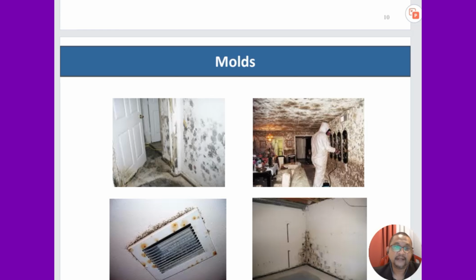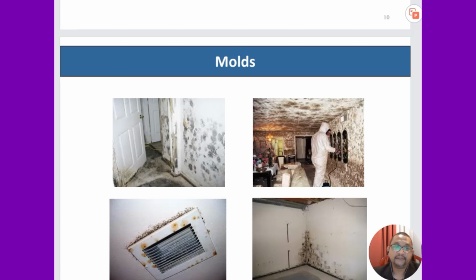Radon gas, a radioactive gas that occurs naturally from the breakdown of uranium in soil, rock, and water. Radon can seep into buildings through cracks in floors and walls, posing a significant health risk, including lung cancer.